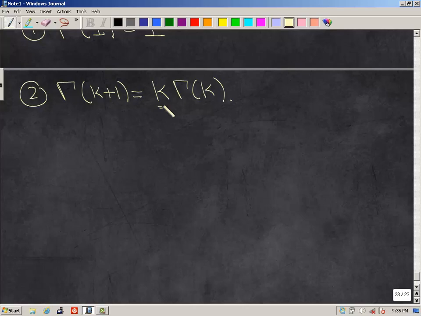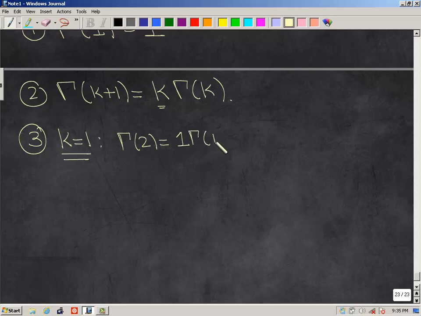Now comes the interesting part. Remember, I said the gamma function is like a generalized factorial function, right? So why is that? Let's take a look. If k is 1, a positive integer, it should act like a factorial. So let's see. We get gamma of 2 here, which is 1 times gamma of 1. We know gamma of 1 is 1, so we just get 1.